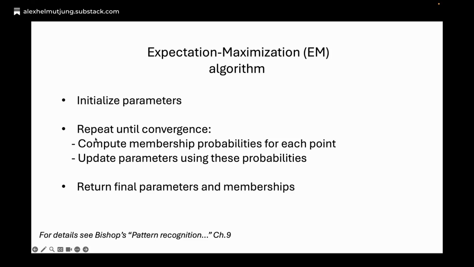So in the E step, the first step, we compute membership probabilities for each data point given our initialized parameters. And then on the next step, we update these parameters using these computed probabilities. And then we repeat this with multiple steps.